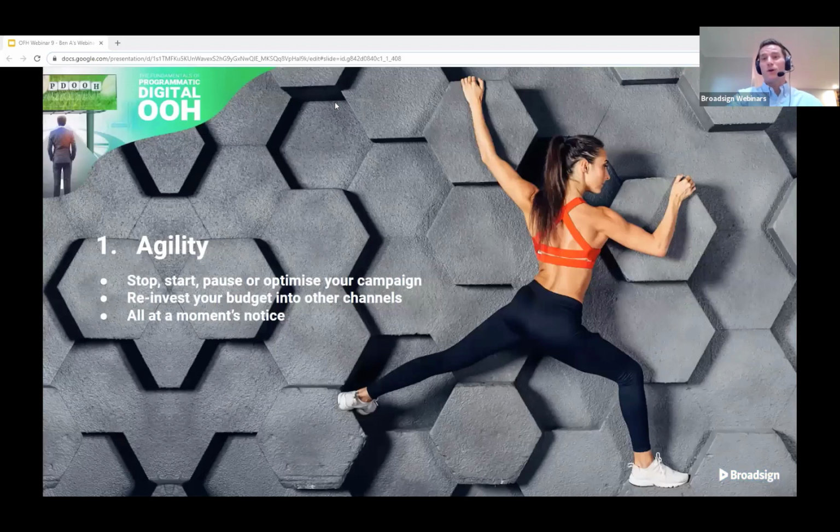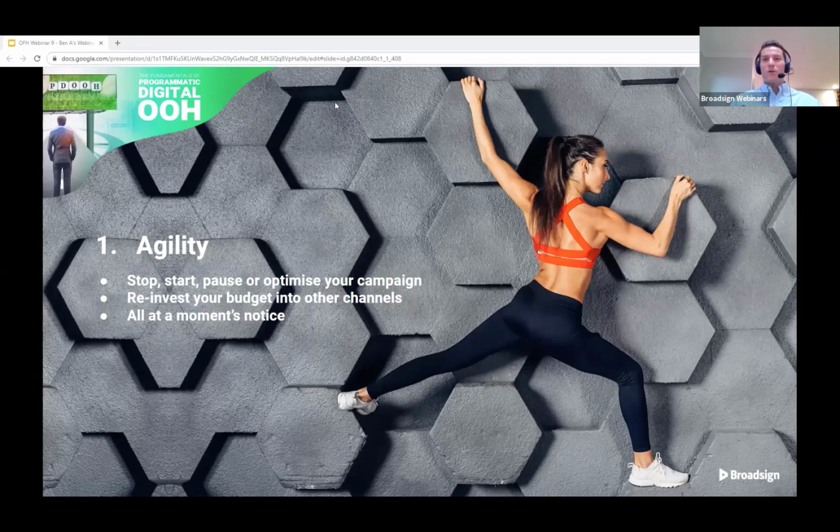The first one, it's a big one, it's up the front for a reason, it's agility. This is a hallmark benefit of programmatic technology across any medium, not just digital out of home, and its importance can't be underestimated, particularly at the moment. I mean, in the midst of a global pandemic, advertisers need to be more agile, nimble, and flexible than ever before. Things like government guidelines and restrictions are changing on a pretty much daily basis all over the globe. So having the ability to stop, start, pause, or even optimize your campaign or reinvest it into other channels on the spot can't be underestimated. To give you an example, back in early March, which feels like a lifetime ago, right?